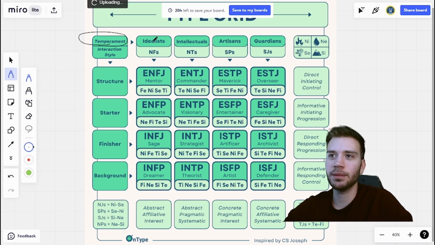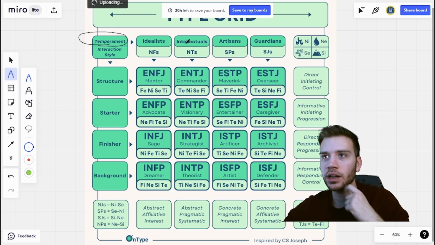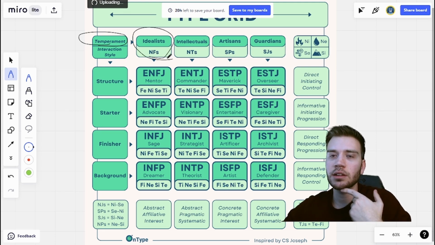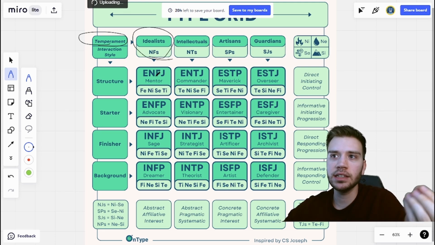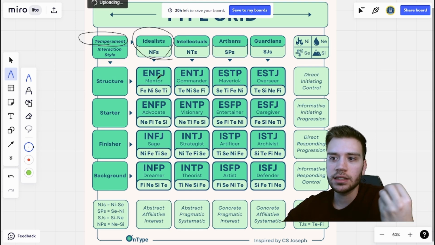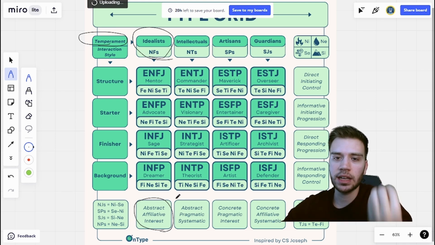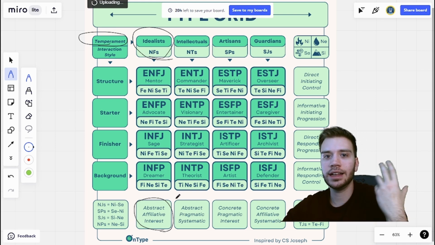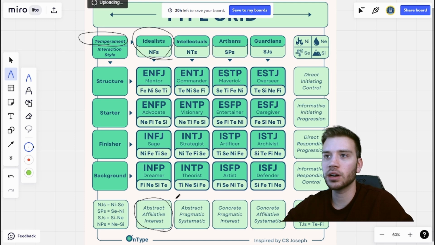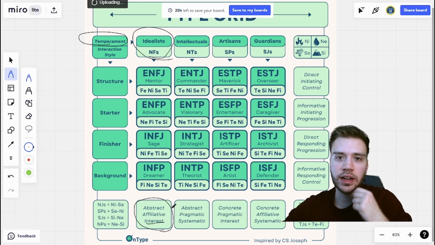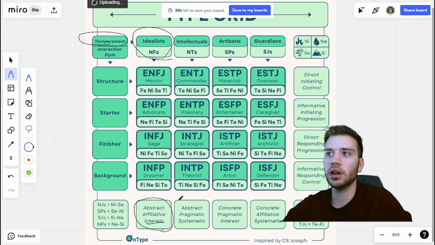Sorry for any of my poor artistic skills, but I was never great at art. So we have the idealists, the NF types. NF types are idealist types. They are abstract, which means they are future focused. They are affiliative, which means they care about working together in teams, being part of that social world. And they're interest-based, which means they look at individual motives and win-win situations. But that's a little less important to worry about right now.